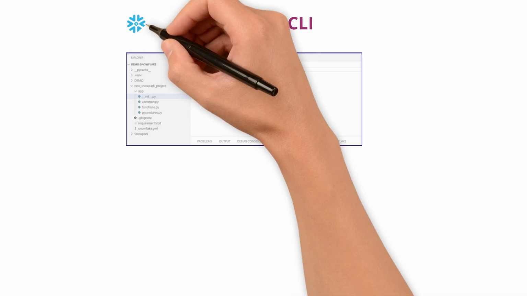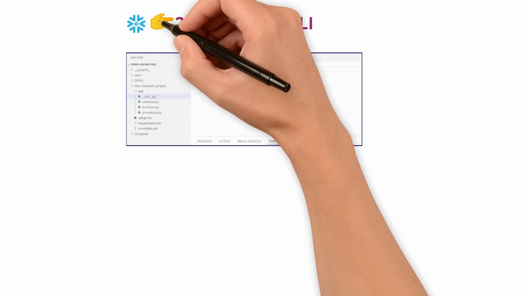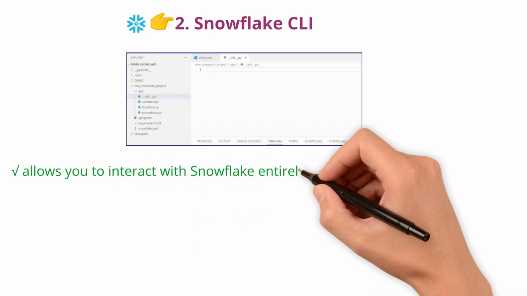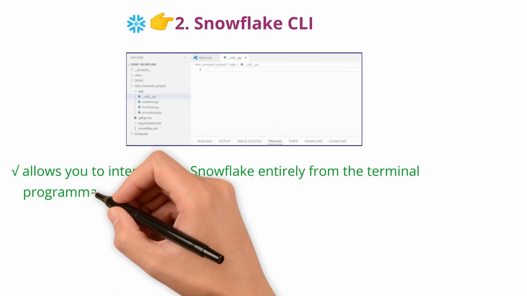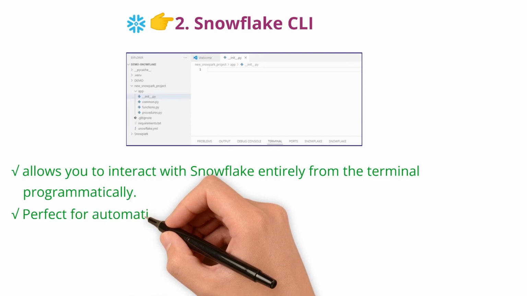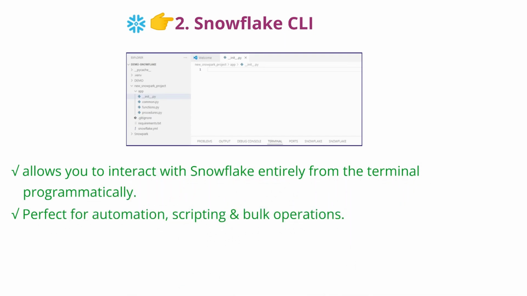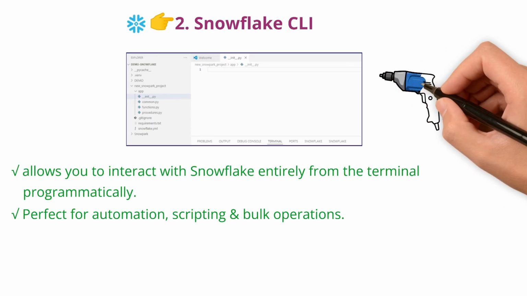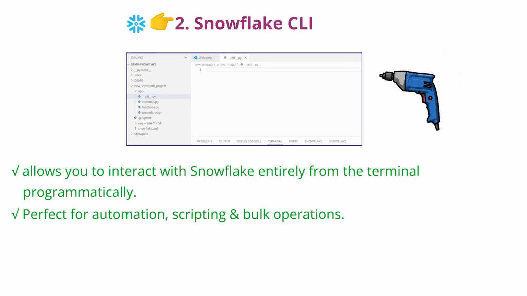So the other way to connect to Snowflake is through Snowflake CLI. This allows you to interact with Snowflake entirely from the terminal, programmatically. It's perfect for automation, scripting, and bulk operations. Think of it as your power tool for repetitive tasks or large-scale workflows.